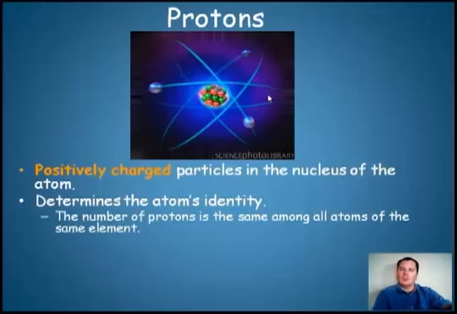So the number of protons is the same among all atoms of the same element. All oxygen atoms, for example, will have 8 protons. All carbons have 6 protons. All hydrogen atoms have 1 proton. We abbreviate protons with a P for proton and a plus for a positive charge. So it's a good way to help you remember the charge of it.